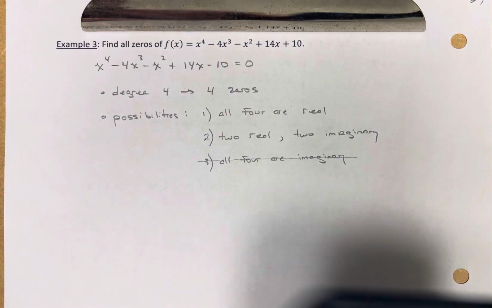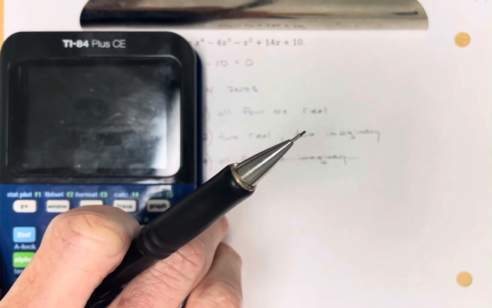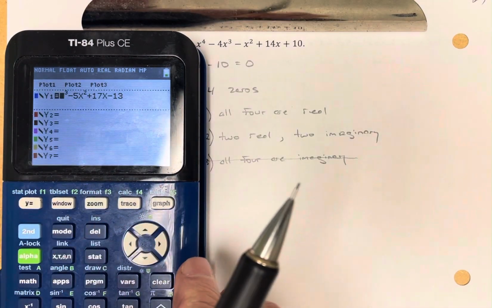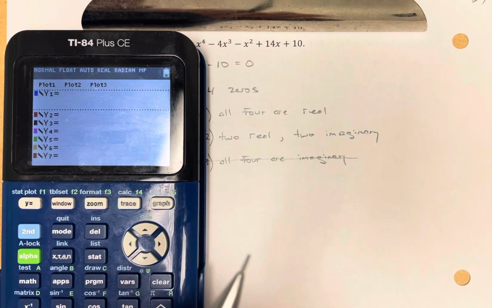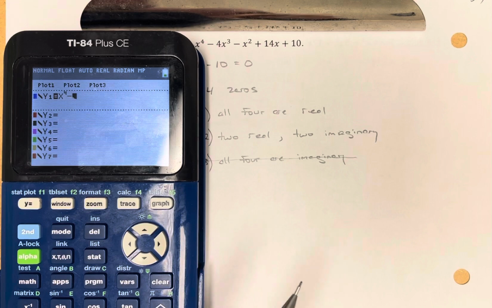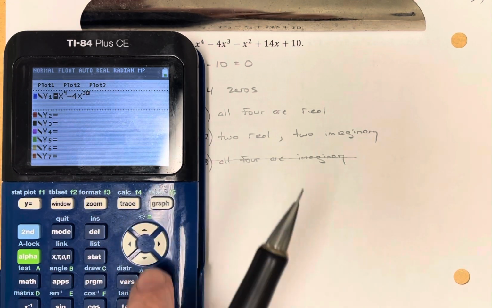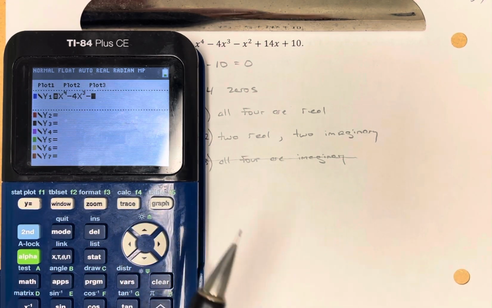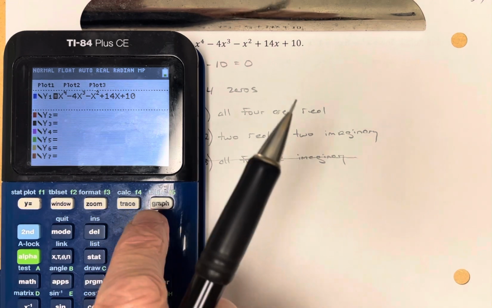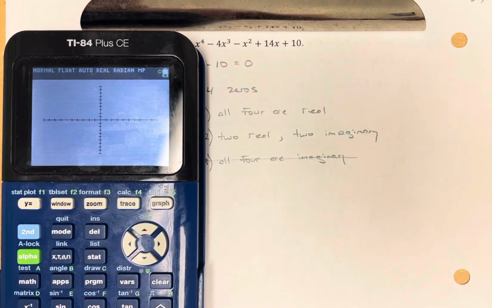Let's take a look at the graph. We're going to have a real 0 in there somewhere. So y equals, and let's clear this one out, and we know it's going to be x to the 4th minus 4x cubed minus x squared plus 14x plus 10, and let's zoom standard this and take a look.